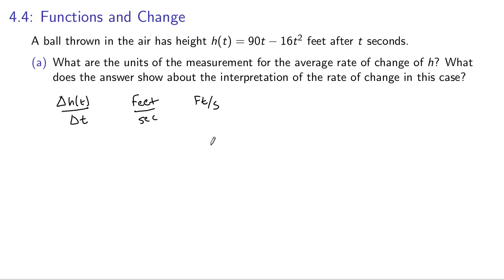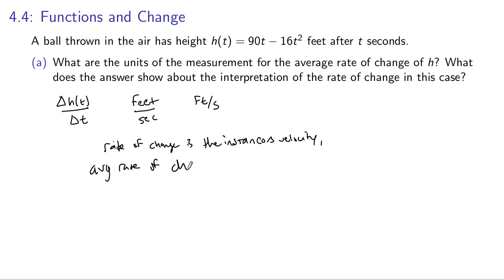What does the answer show about the interpretation of the rate of change in this case? Well, that means the rate of change is the velocity of the ball. The rate of change is the instantaneous velocity, if we could find the instantaneous rate of change. And the average rate of change is the average velocity over that time. Average rate of change is the average velocity.